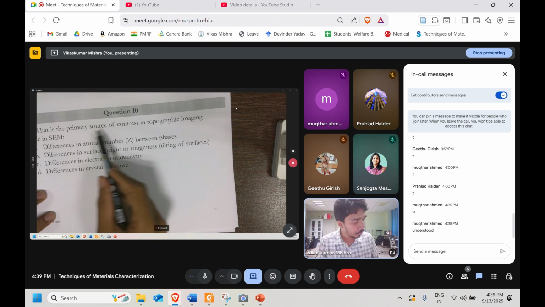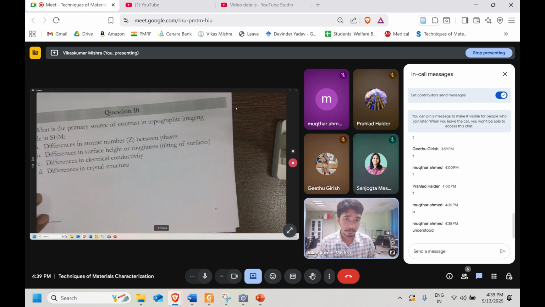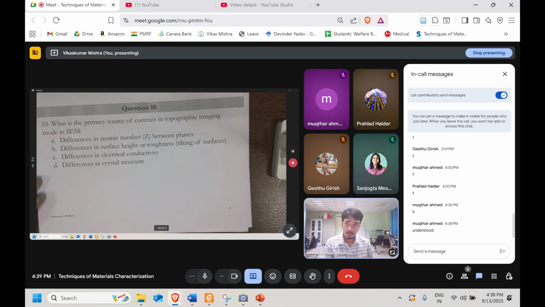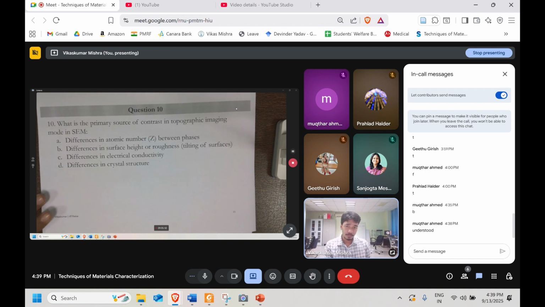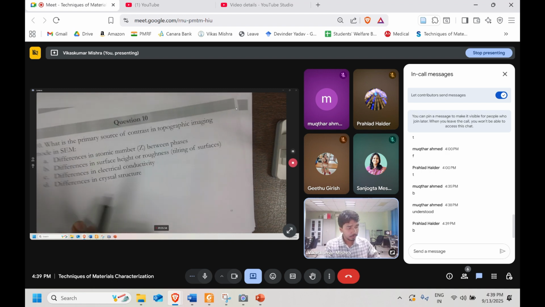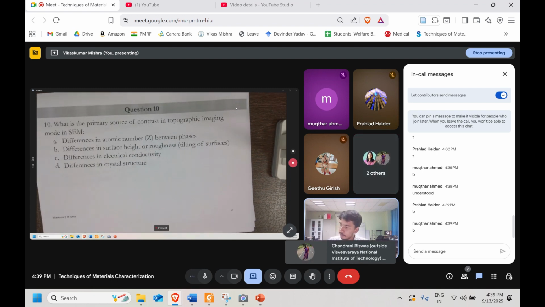What is the primary source of contrast in the topological imaging mode in SEM? What is the primary source of contrast in the topological imaging in SEM? It seems like I missed one particular thing. Something is missing. I needed to discuss one more concept over here.